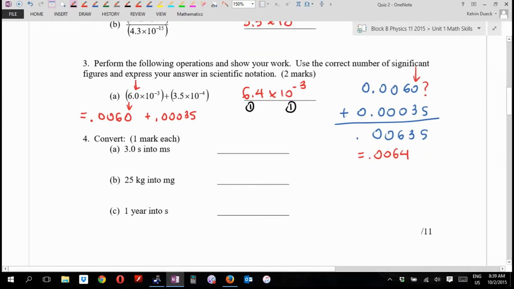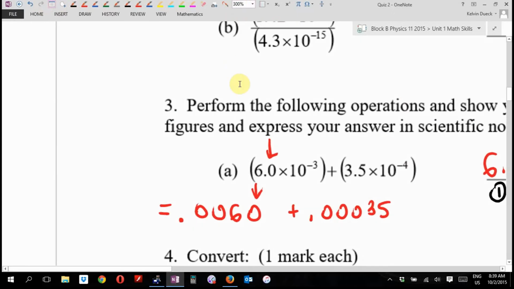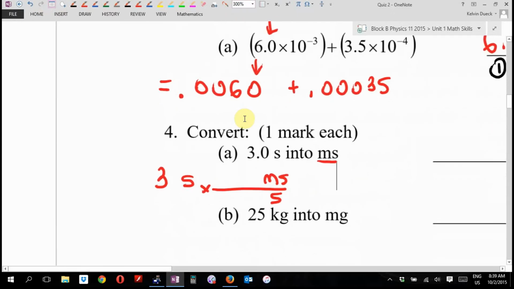Convert. All right, write down what they give you: 3 seconds. And then I want seconds to cancel, and I want to end up in milliseconds, so I'll put that on the top, except this is nonsense. This is wrong. And I think I lost a few of you, or maybe I didn't do a good job of explaining this conversion process.